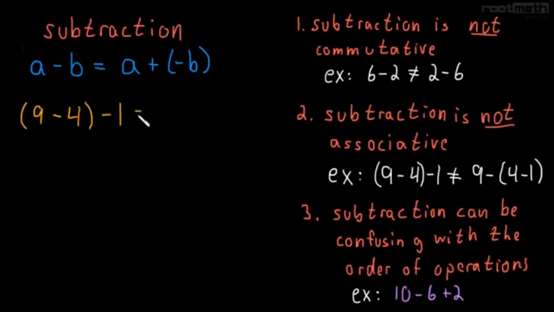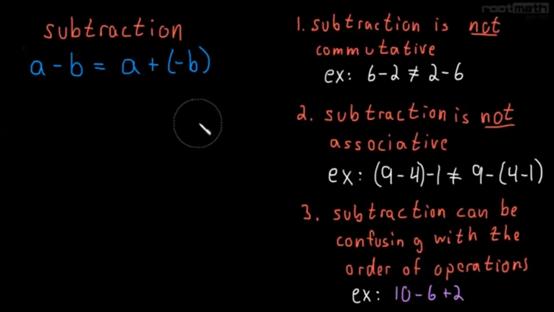9 minus 4, parentheses 9 minus 4 end parentheses, minus 1, is equal to 9 plus negative 4 plus negative 1. And now, this is all addition, and since addition is associative, it doesn't matter where we put the parentheses. We could put them around the 9 plus the negative 4, or we could put them around the negative 4 plus the negative 1. And why don't you try doing that at home? See if you get the same answer. You should, because addition is associative.